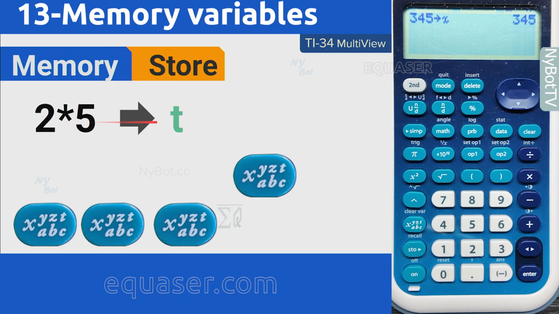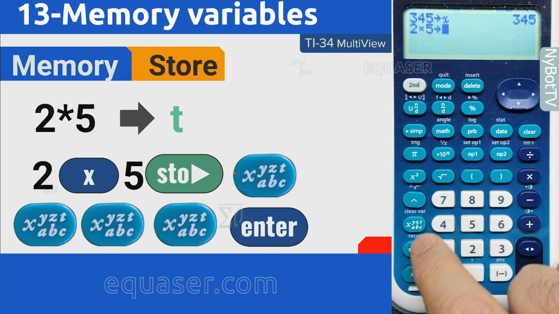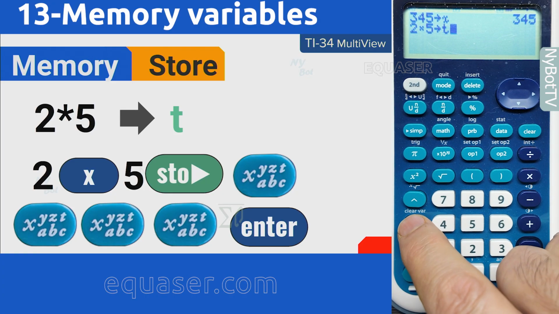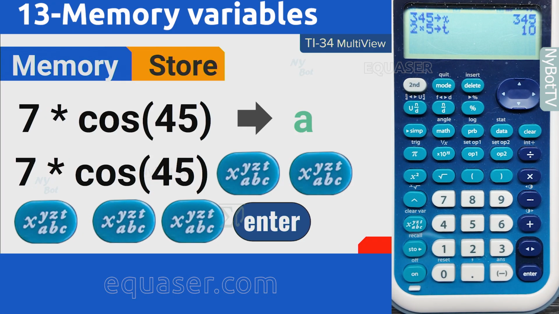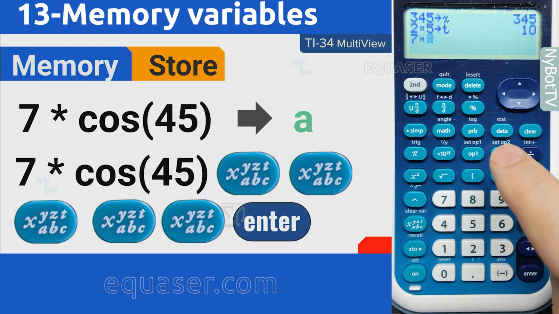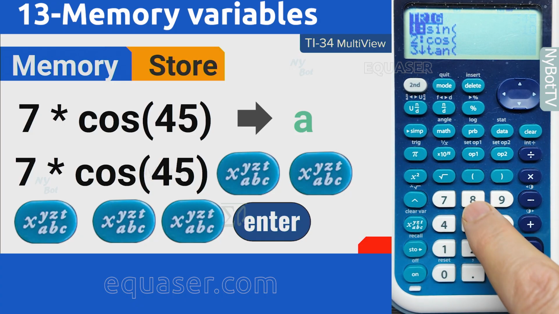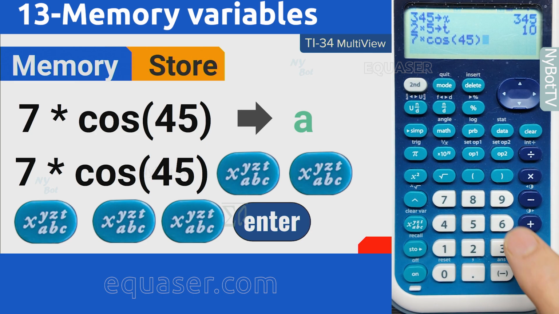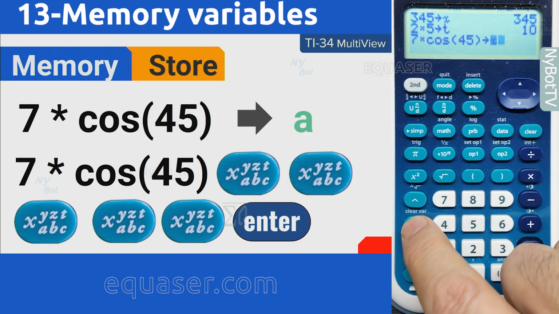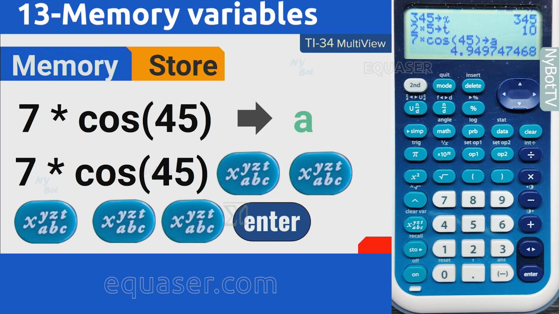If you want to store 2 times 5 into T, then 2 times 5, store with this button, press it until you see T, and enter. Now this has been stored into T. And 7 times cosine of 45 into A: 7 times cosine of 45, second function, and then trig 2 cosine 45, close it, and then store, 1, 2, 3, 4, 5, this is A, and enter. Now this has been stored.